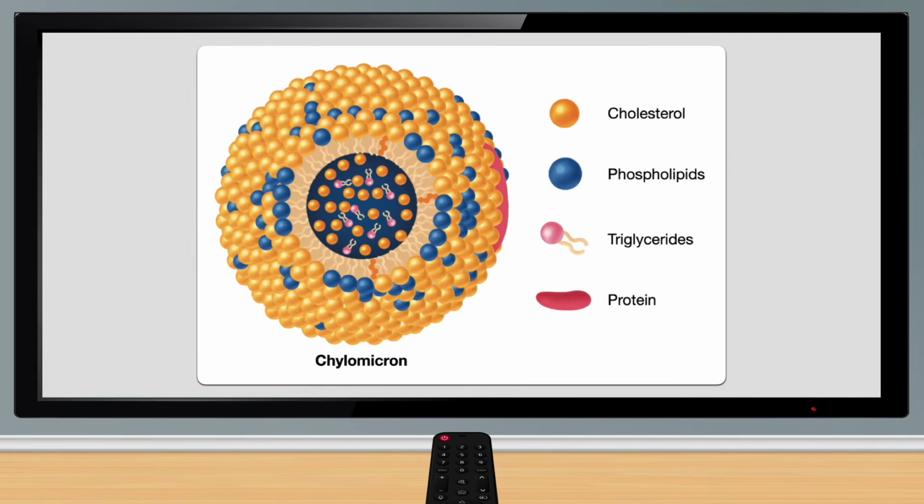Chylomicrons are a form of lipoprotein, which combines lipids and protein and allows lipids to travel in the blood to the cells of tissues. In addition to triglycerides and protein, chylomicrons contain cholesterol and phospholipids.